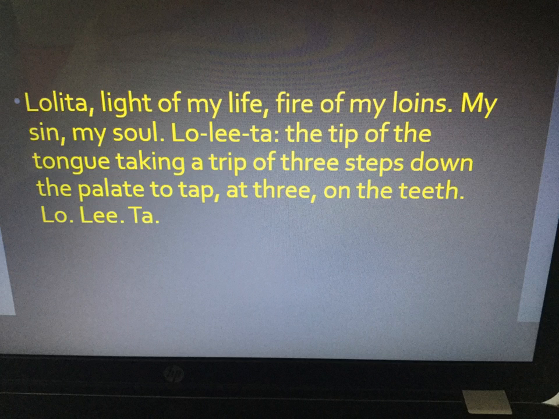It reads as follows: Lolita, light of my life, fire of my loins, my sin, my soul, Lolita, the tip of the tongue taking a trip of 3 steps down the palate to tap at 3 on the teeth, Lolita.